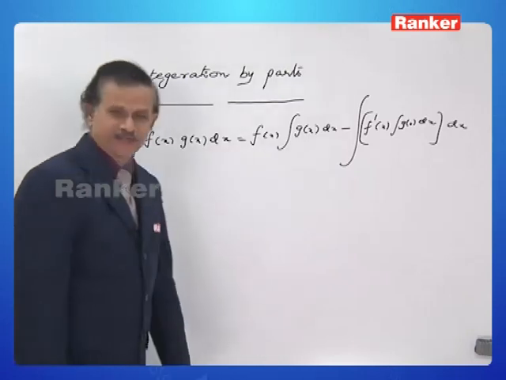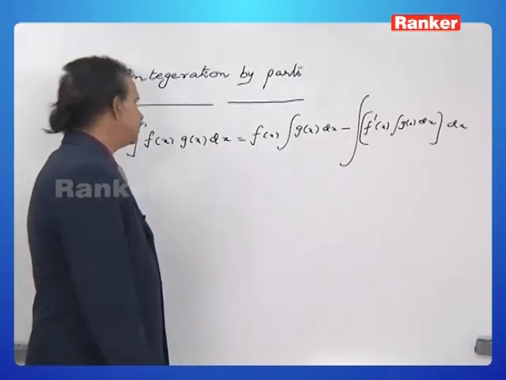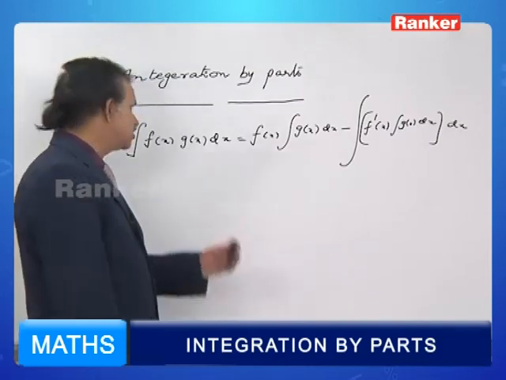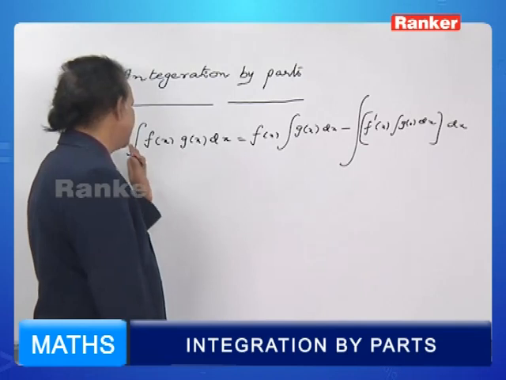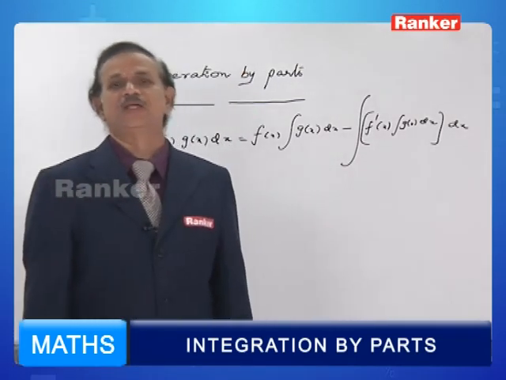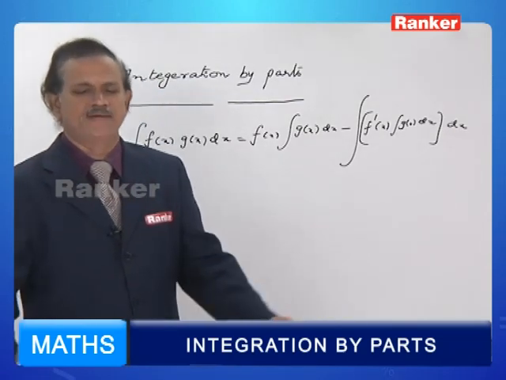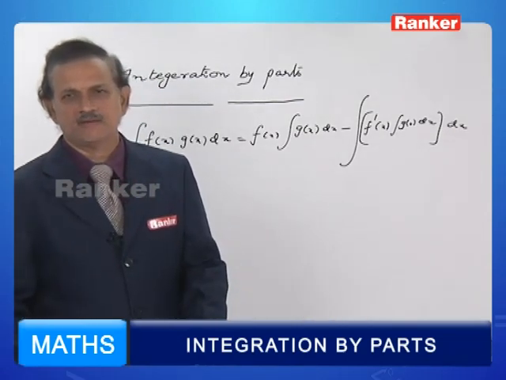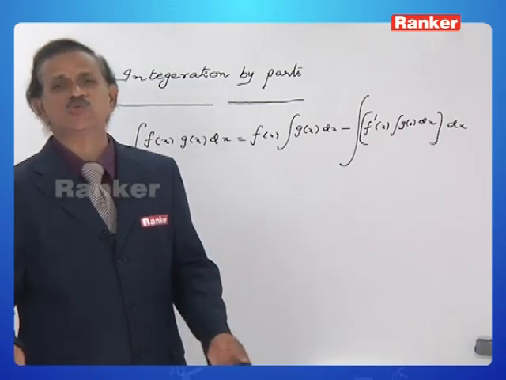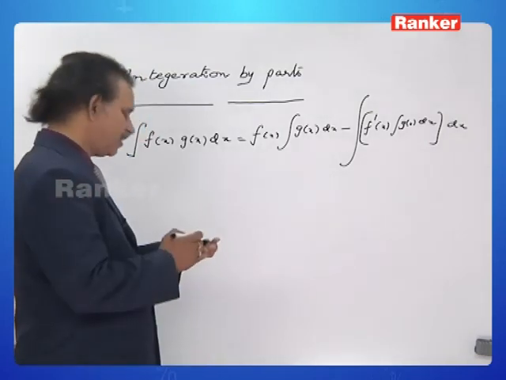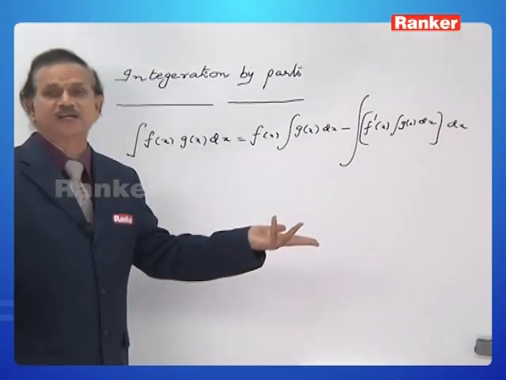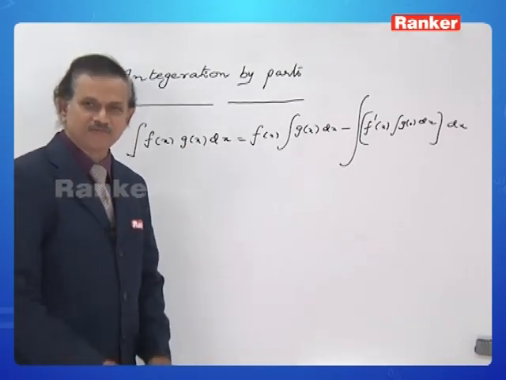This is the famous integration by parts. In some colleges, some lecturers and students use this as integral u dv is equal to, instead of f of x and g of x, they use the letters u and v. Whatever it might be, it is just a matter of symbolism. This is the pattern. How to remember this and how to use this, that is the matter now. We have to discuss it.